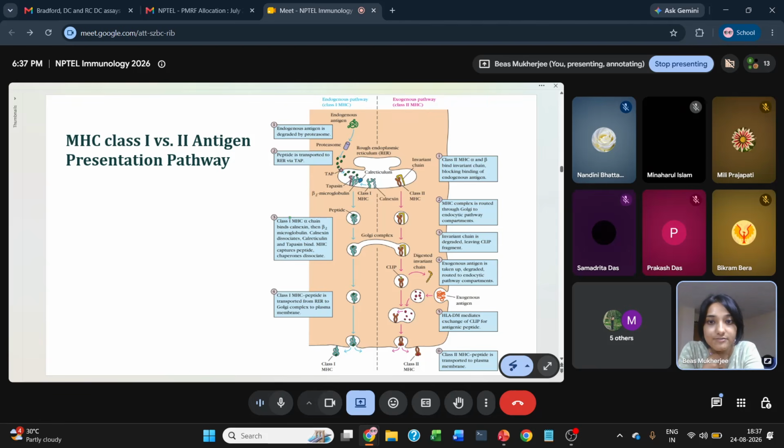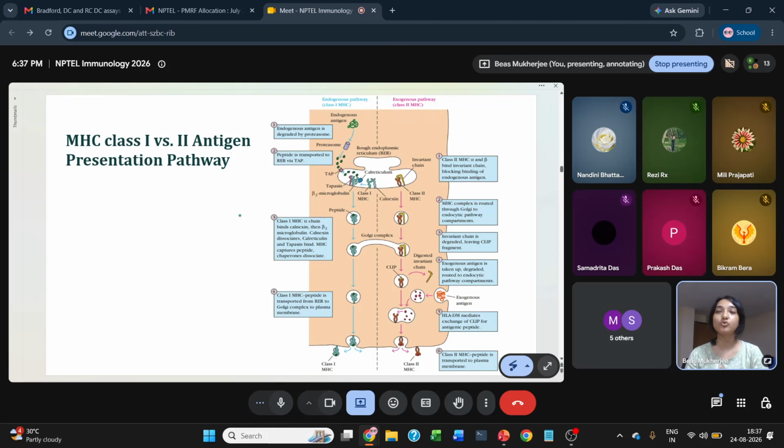Then what happens? The class 1 MHC alpha chain binds to calnexin. Now this calnexin is a chaperone. A chaperone is also a protein. So this is a chaperone protein which is helping to stabilize this MHC. Now if you remember, MHC molecules need to be bound to a peptide to remain stable. Otherwise they will either bind to random peptides or undergo degradation, because these proteins are not very stable. So there is this chaperone called calnexin. This binds to this MHC class 1 alpha chain.